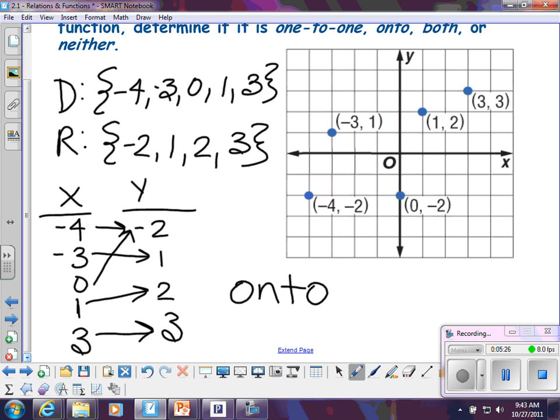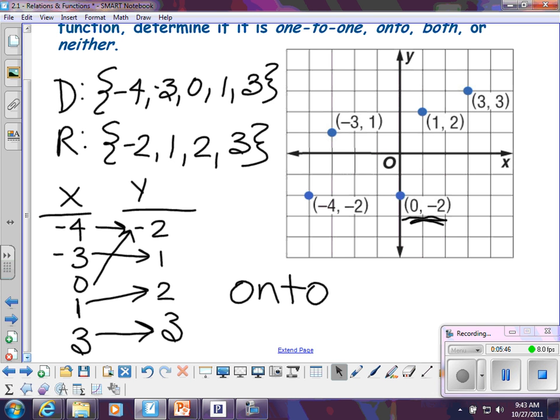Because 0, -2. That's a point. What? Oh. What? What? It's the Little Dipper.